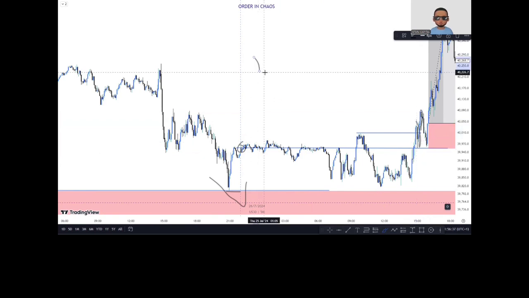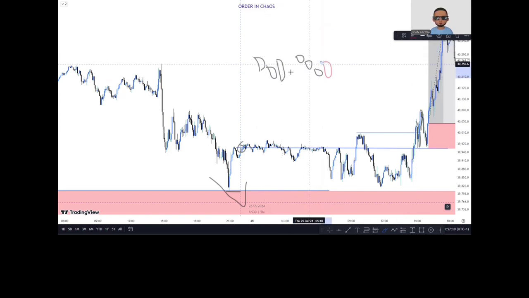One bearish candle, two bearish candles, one bullish engulfing. Or one bearish candle, two bearish candles, three bearish candles, and of course, one bullish engulfing.